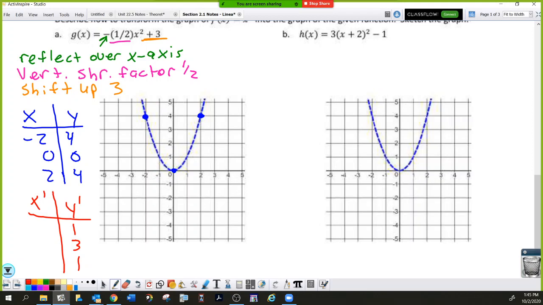And all 3 of those changes were on my y's. They didn't touch my x's. So the x's are -2, 0, 2 still. Yay! So we're going to plot those 3 dots and connect them. 2, 1. 0, 3. -2, 1. And we have ourselves an upside down short parabola. Woot.